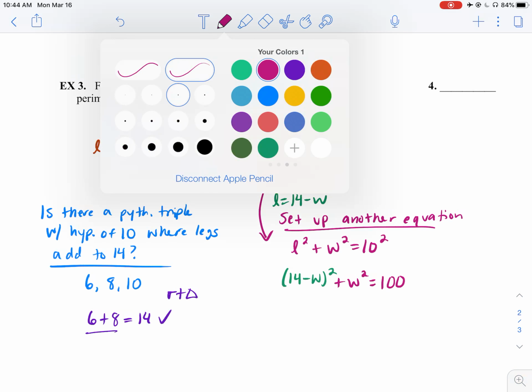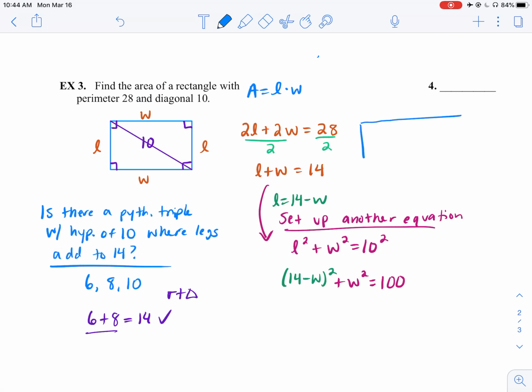To finish the question, they ask us to find the area. It will come out that the length and the width are 6 and 8. It doesn't matter which one is which, but we know that one will be 6, one will be 8. So that makes the area come out to be 6 times 8, which makes the area 48. So the answer to this problem is 48 square units for a rectangle that has a perimeter of 28 and a diagonal of 10. At this point, if you feel like you understand, you can move forward and work on the problem set. Now I'm going to finish this all the way through.